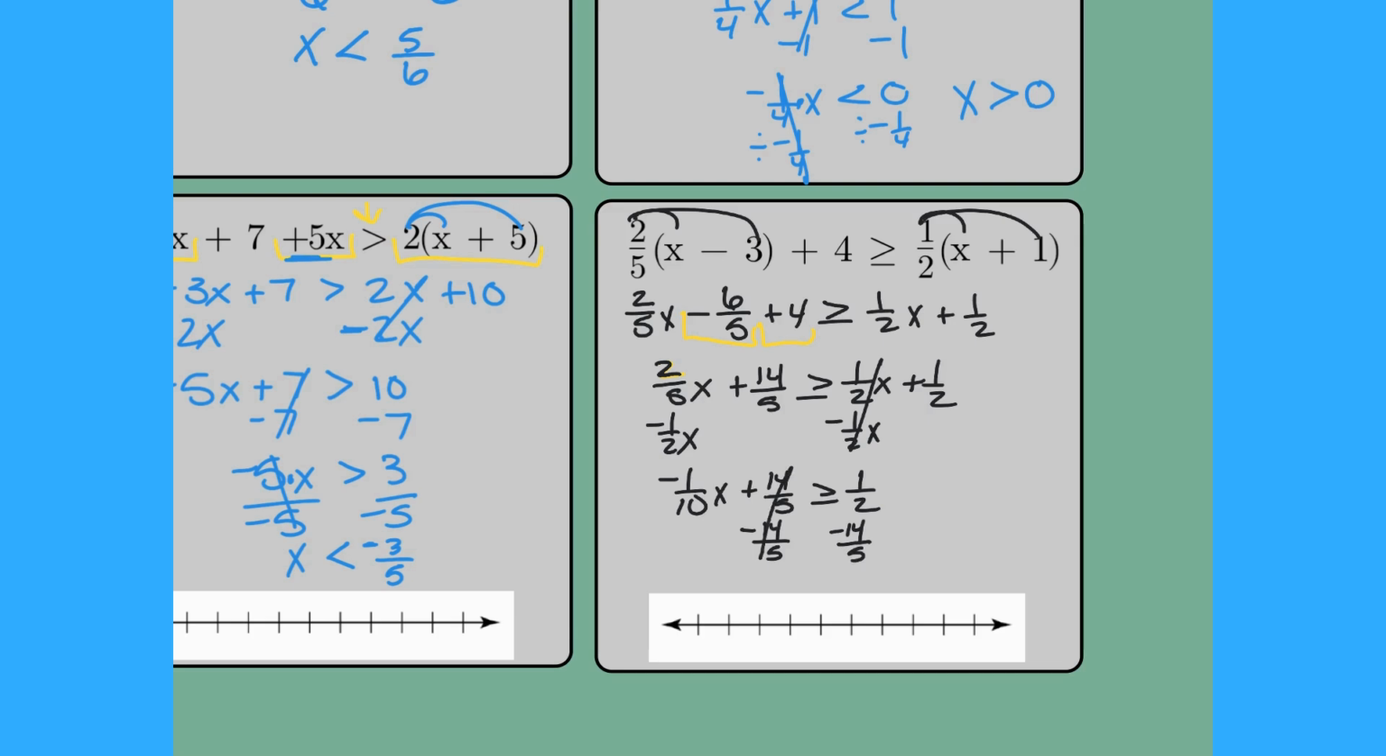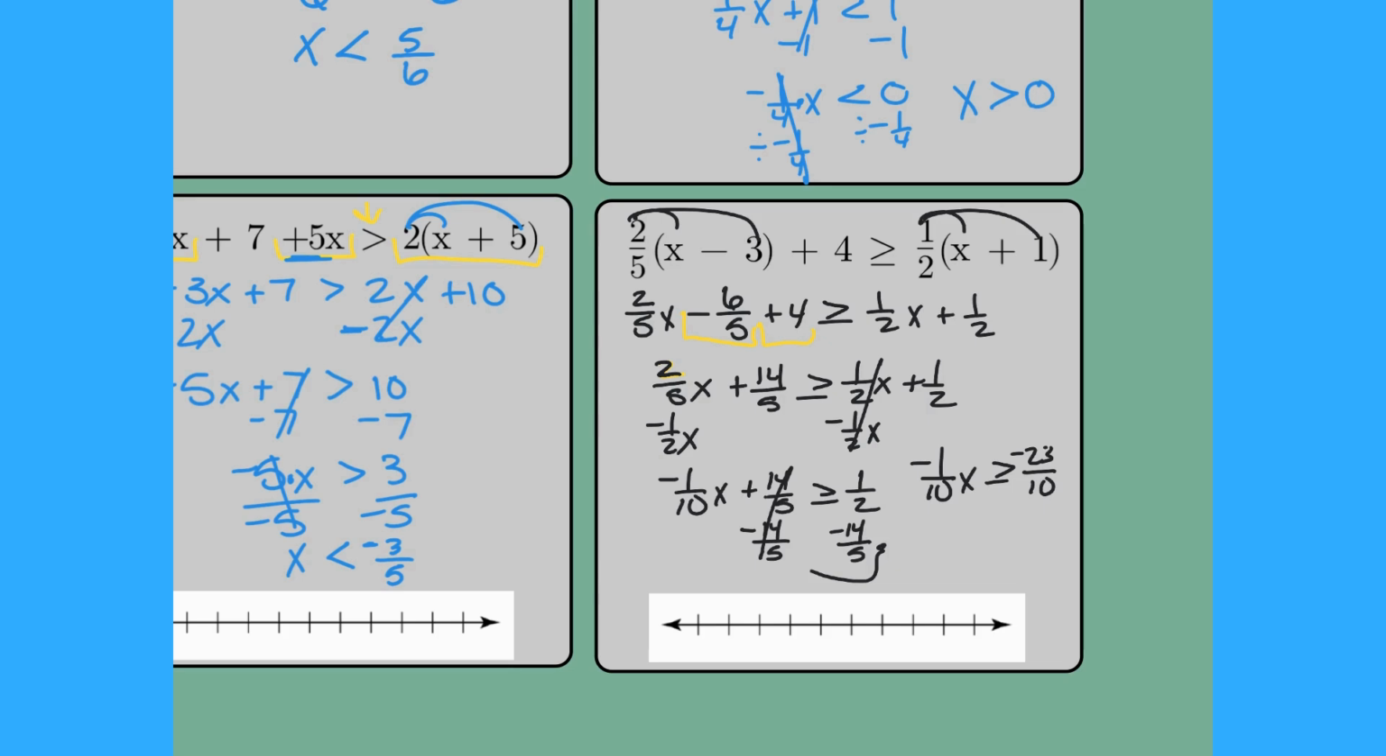To make it 0 for here, we're going to continue this problem over here. So it's going to be negative 1/10 x. And again, if you use your calculator, that's going to make this a whole lot easier. And then we're going to take the 1/2 and minus 14/5, and that's going to be negative 23/10. Again, if you use your calculator, it's going to make it a whole lot easier.